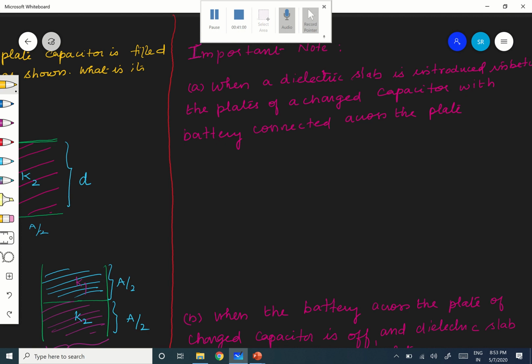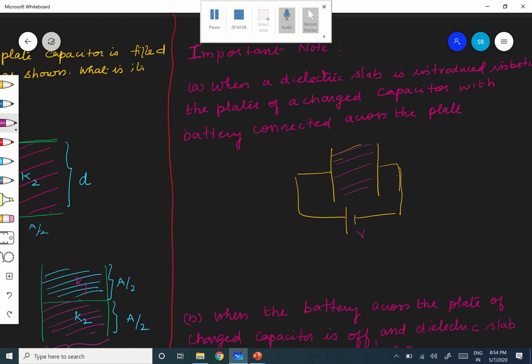When a dielectric slab is introduced in between the plates of a charged capacitor with the battery connected across the plates, okay, I am introducing a dielectric slab fully inside, and the battery is connected across the plates.